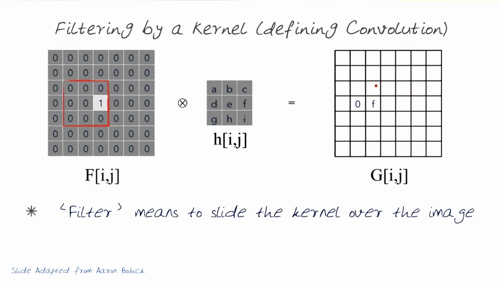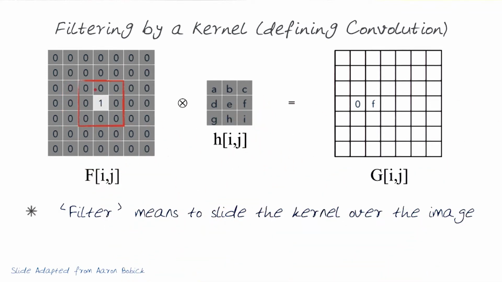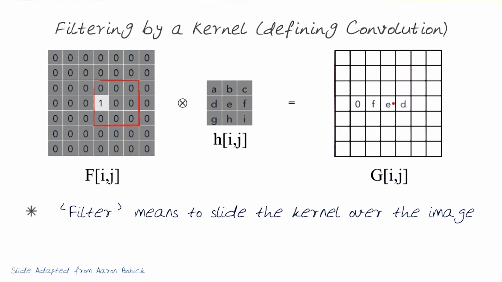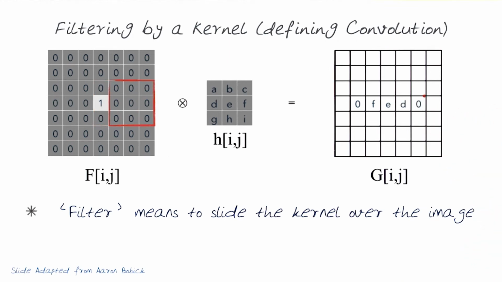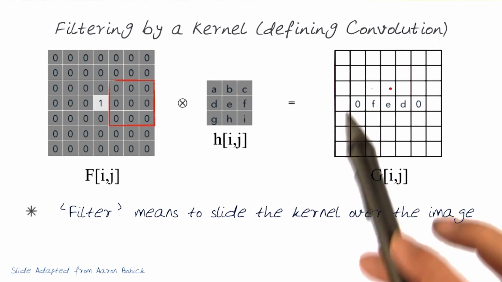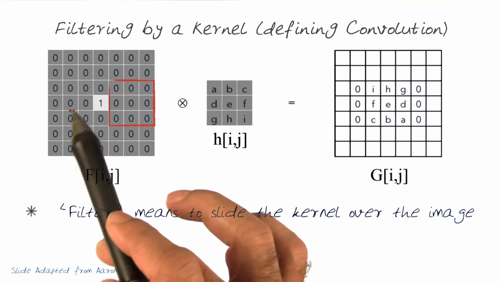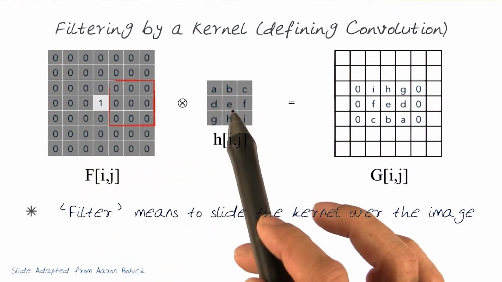Move this by 1 again. Do the computation, e multiplies by 1. The rest of them are 0. The response output here would be e. Next one, d multiplies by 1. Response here should be d. Moving one more, we get to 0. And of course, now we should fill in the other two rows also. So this is basically what my response would look like if I took an impulse function with a cross-correlation kernel.